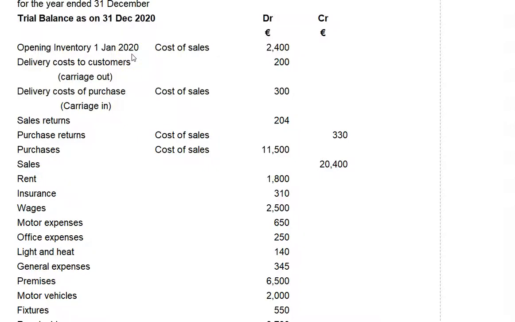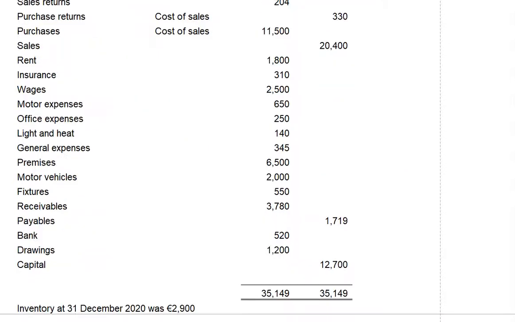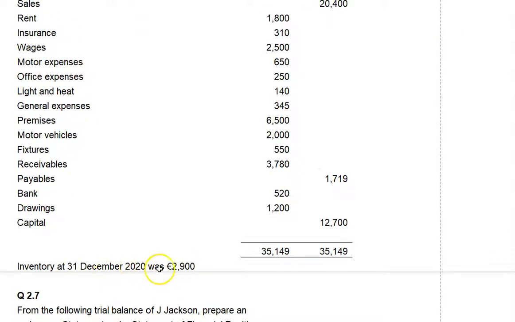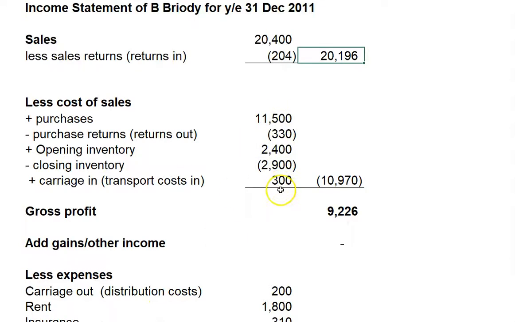So opening inventory is basically purchases of goods that were unsold at the end of last year, and it gets added to purchases. And then the other adjustment always that you've got to remember is your closing inventory, which is underneath the trial balance here, which was 2,900. And we just put those amounts in. That's our cost of sales figure. So all of these items here add up to 10,970, and that reduces our sales figure down to a gross profit of 9,226.